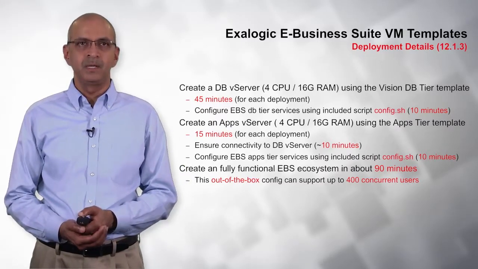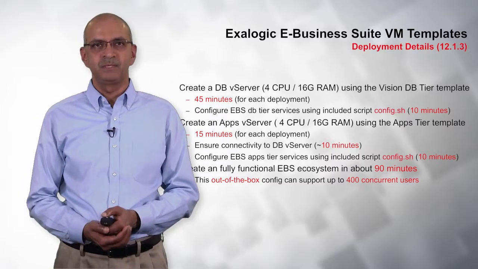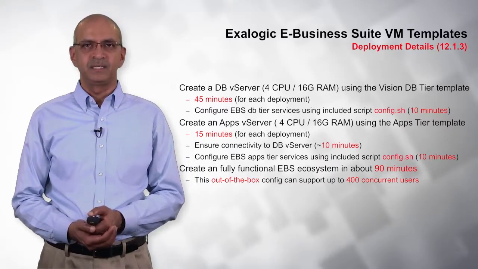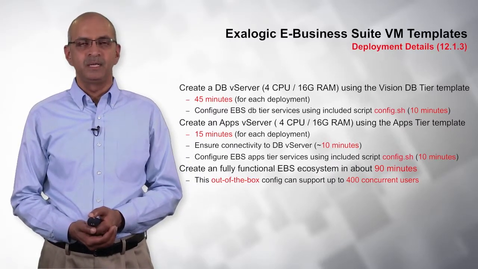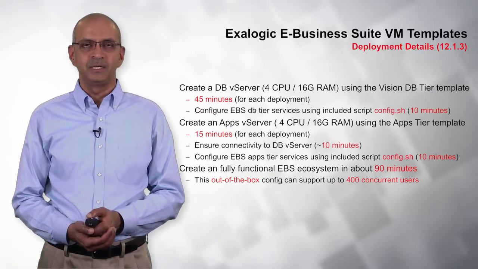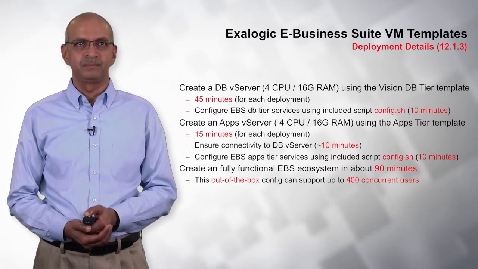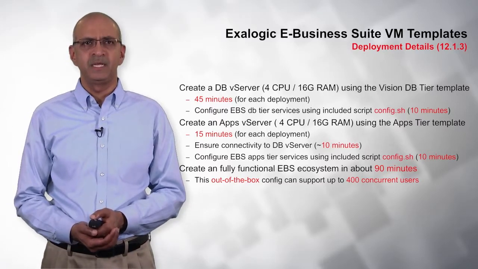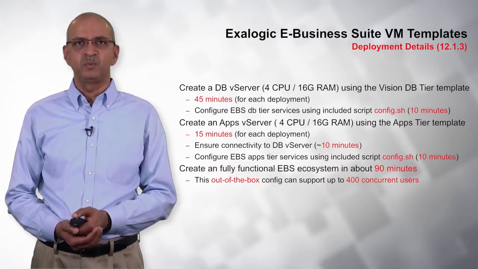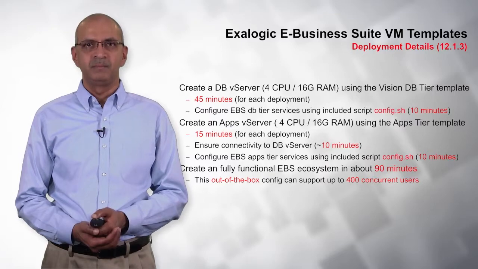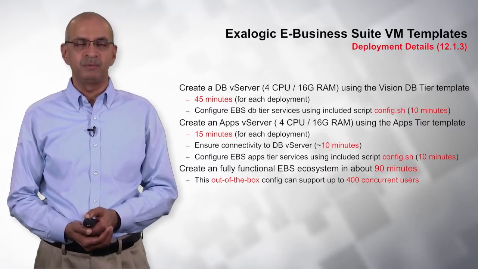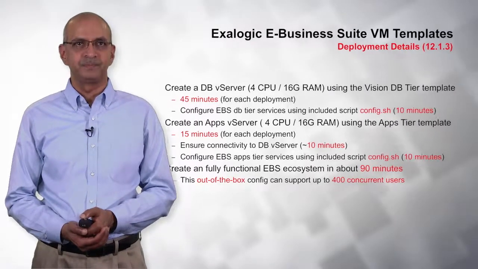And then once the application tier vServer is created, you have to ensure connectivity to the database vServer, essentially modify the etc hosts config file. And then there's a config script on the application tier that wires the two VMs together. And this essentially creates a fully functional EBS Vision install that is capable of supporting up to 400 concurrent users.